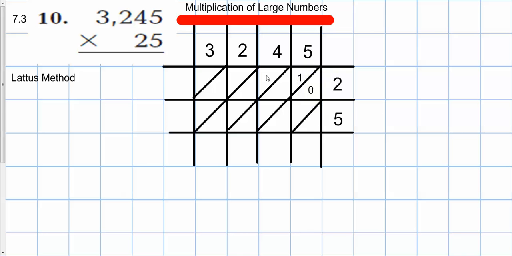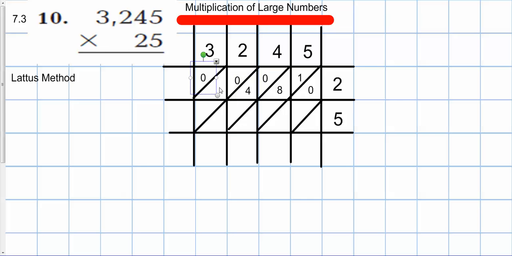So 2 times 4 is 8. So I label that as 0, 8. Okay. 2 times 2 is 4. So 0 and 4. Moving along, 2 times 3 is 6.